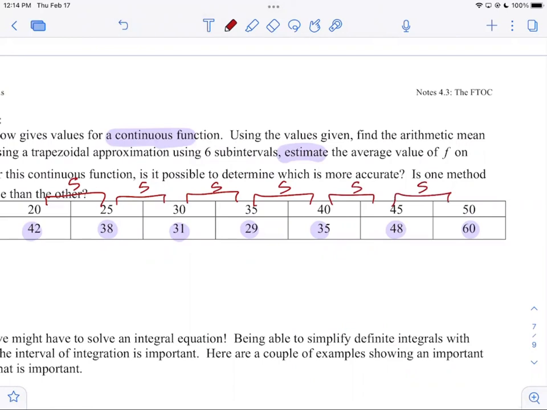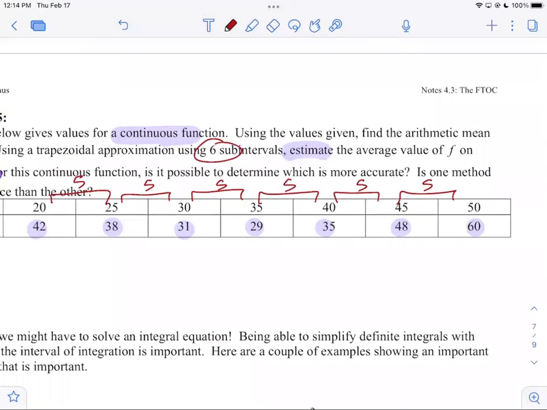Now, because it's a uniform delta x, we can expedite the process. However many delta x's that we compute, that's the maximum number of subintervals we can use for left endpoint, right endpoint, and trapezoid. We could do a midpoint here, but we'd have to go every other interval. All right, so that's 1, 2, 3, 4, 5, 6, and that's what it asks us to use. So we're going to use all of them.